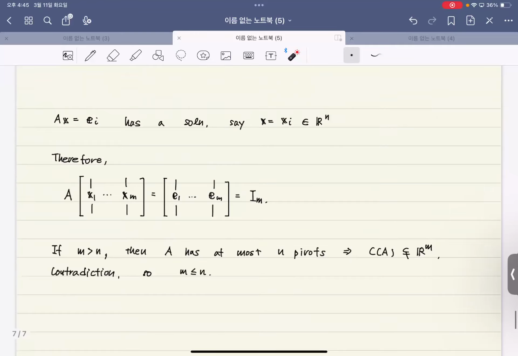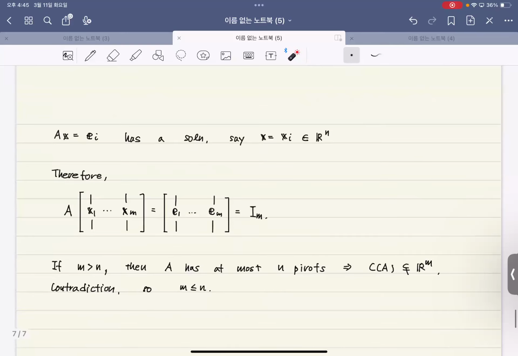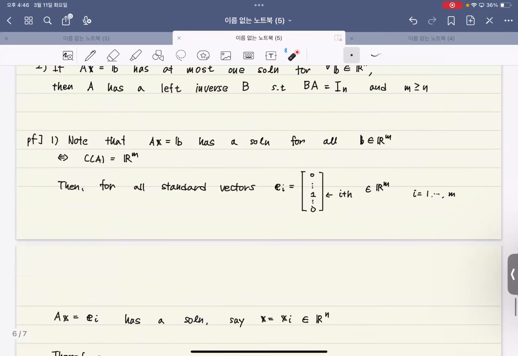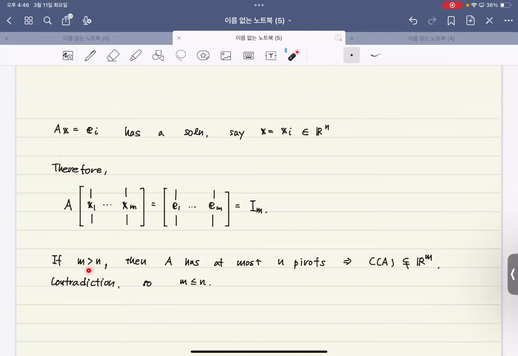Now, it remains to show that m must be less than or equal to n. I'm going to prove it by contradiction. Suppose that m is greater than n. Then A must have at most n pivots. The number of pivots cannot exceed n because of dimension reasons. That means the column space of A must be at most n-dimensional, so it can never achieve the entire space R^m, which is a contradiction.